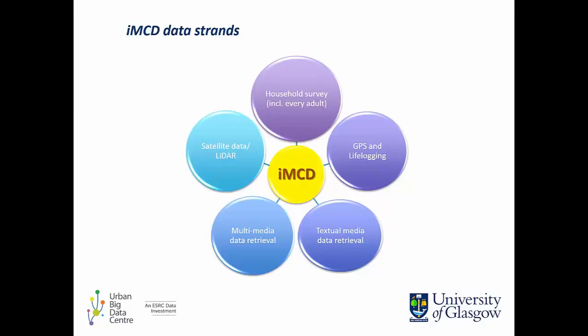And finally, and a little bit tangentially, we have essentially bought a mixture of satellite data and LiDAR data. Satellite data, we bought stereo pairs to allow us to build 3D models that can be used for other research purposes. For those who don't know, LiDAR data is essentially very similar to 3D data. It's created by airplanes passing backwards and forwards across an area, bouncing lasers off the ground and building up a very, very accurate 3D pattern of the city.